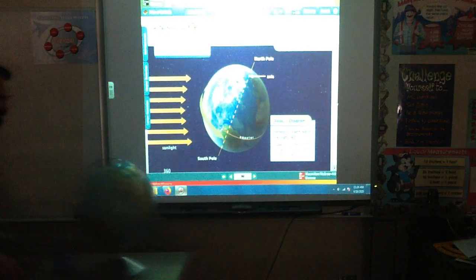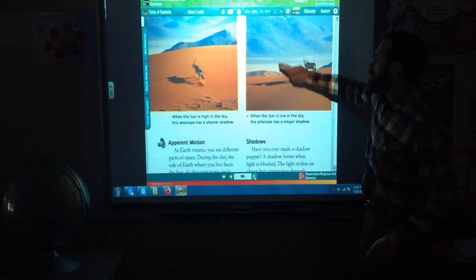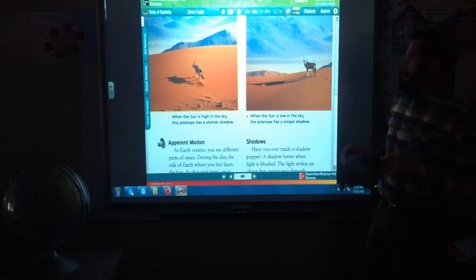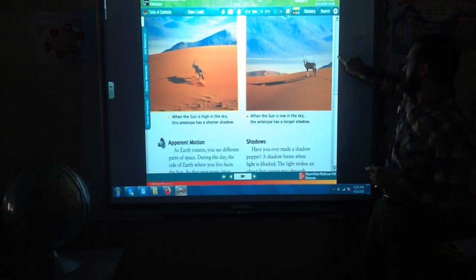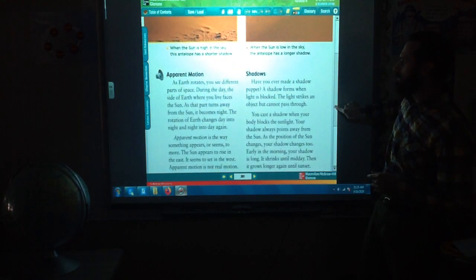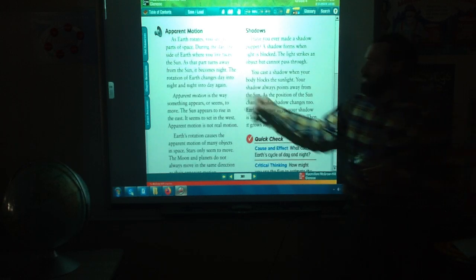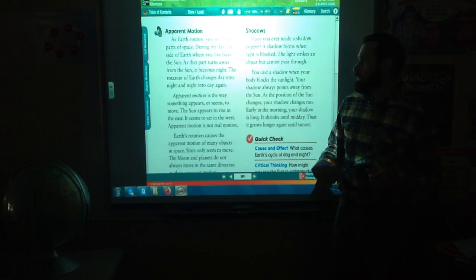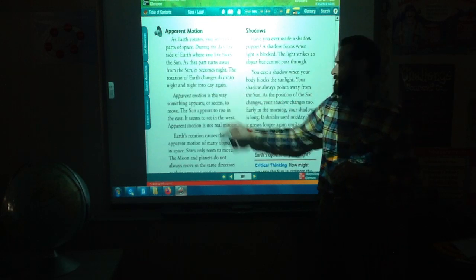Now, to continue on, looking at apparent motion. What apparent motion is talking about is, as the Earth rotates, you see different parts of space. During the day, the side of the Earth where you live faces the sun. As that part turns away from the sun, it becomes night. The rotation of Earth changes day into night and night into day.